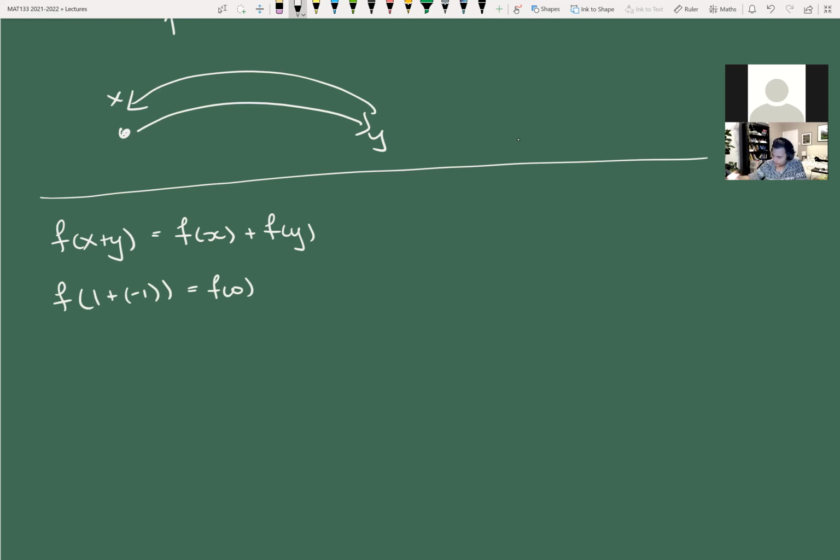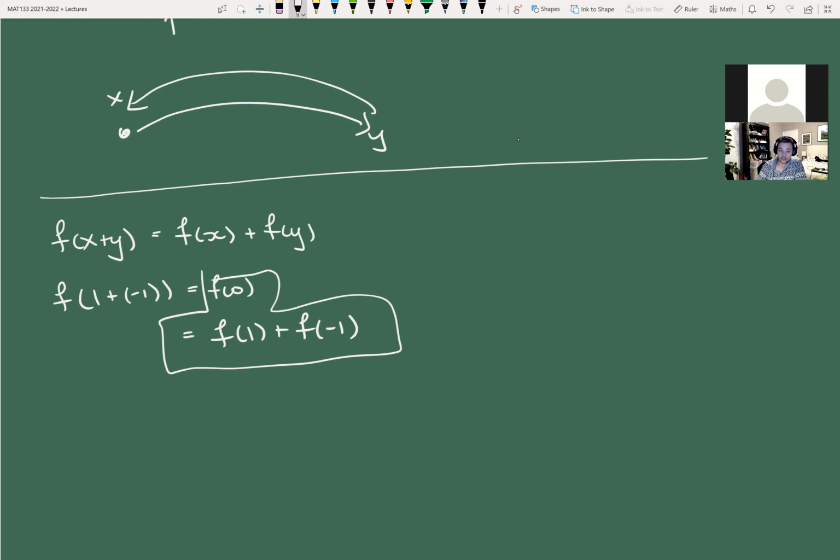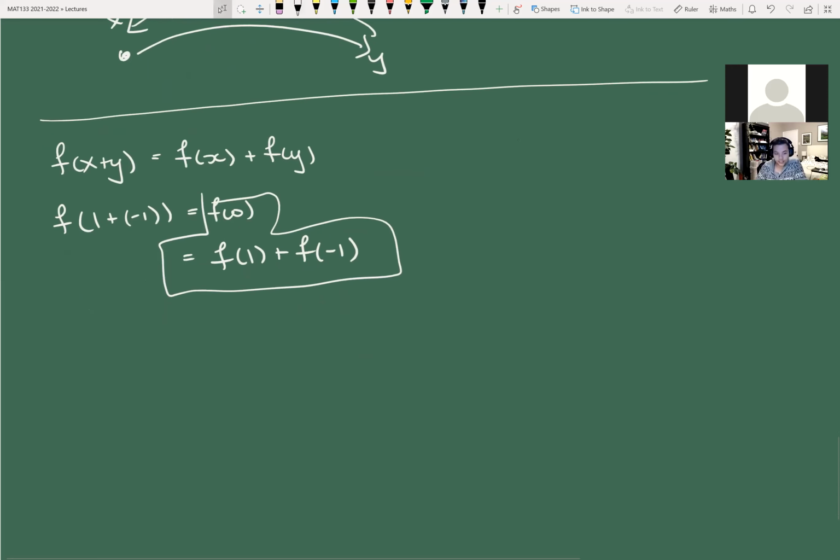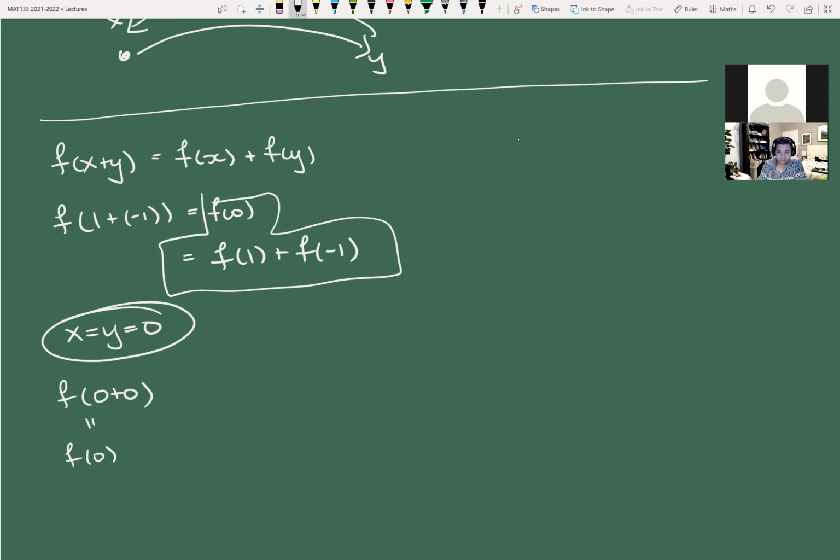Ah, yes. Somebody in the direct messages gave me a really good one. We could play with this a little more, but they suggested, what if you let x and y both be 0? So what happens if we do this? Well, we get f of 0 plus 0, and that's just f of 0. Nothing crazy there. And on the other side, I'm going to get f of 0 plus f of 0.